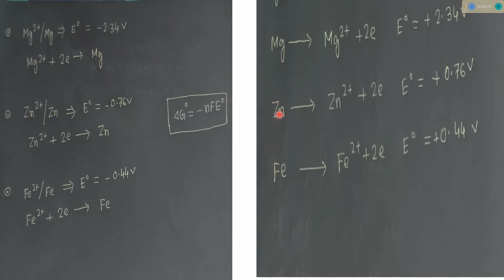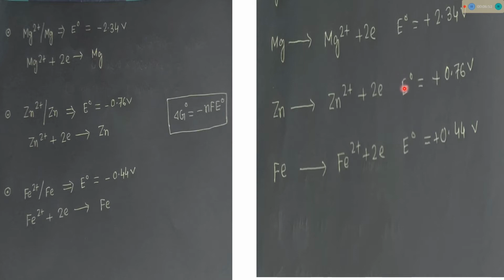If we couple with zinc, then Zn2 plus will accept these 2 electrons and be converted into neutral zinc. Since the tendency of magnesium to oxidize is very high, among these three systems magnesium oxidizes readily. So we can say magnesium reduces the other two metal systems readily.